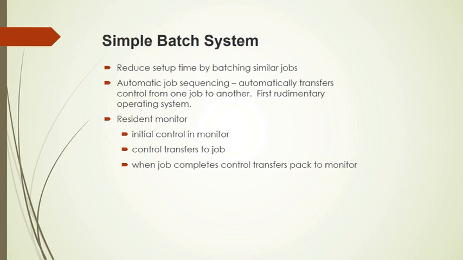First, the simple batch system. Some of the features of simple batch system are reduce setup time by batching similar jobs. Now jobs here means programs. So user will write a program and submit to the system. Then the next feature is automatic job sequencing. Automatically transfers control from one job, that is one program, to another. These are also called the first rudimentary operating system.